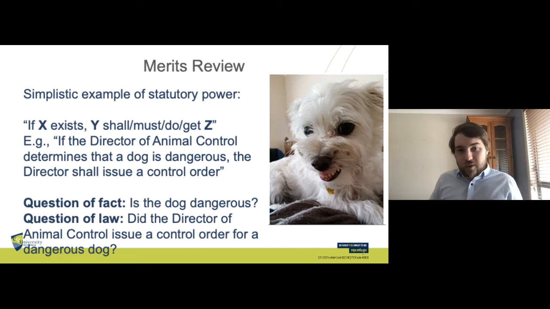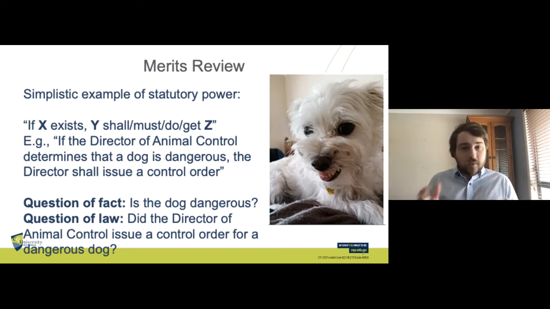The question of law in this scenario is, did the director of animal control issue a control order in relation to that dangerous dog? So did they follow the correct legal procedures? Did the control order take the form in which it was intended to take? Was it issued in the right way? Was the owner of the dangerous dog given the right notice? All those sorts of things are legal questions. But they're based on a question of fact, which is, is this dog dangerous or not?